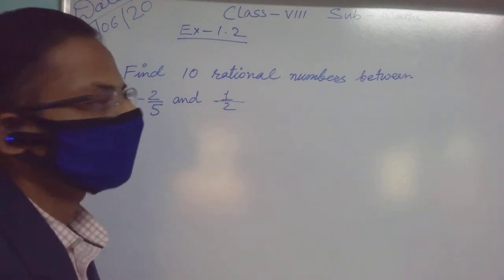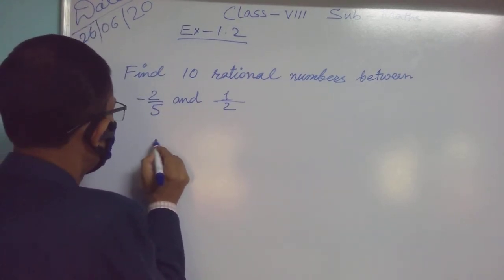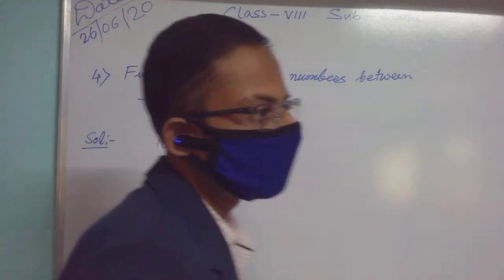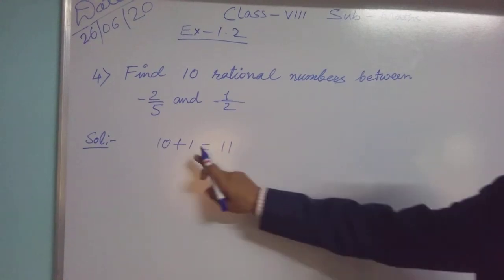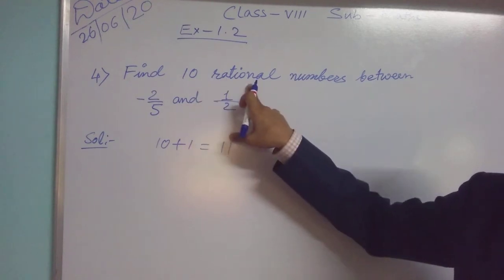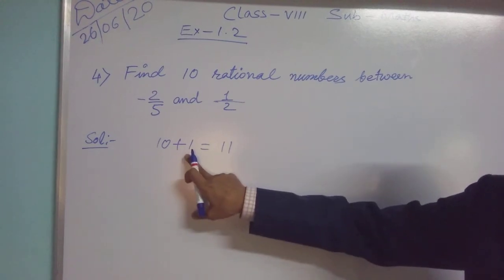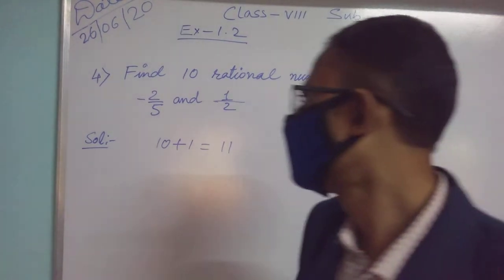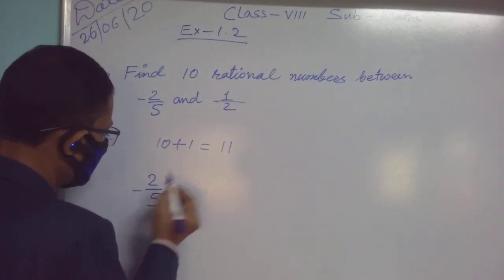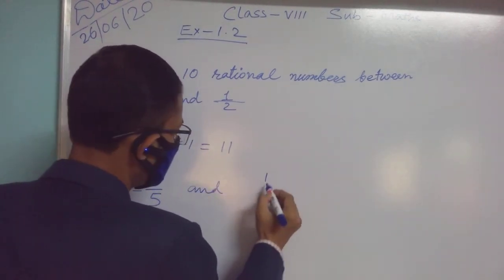Here, 10 rational numbers are to be found. So, we will do 10 plus 1, that is equal to 11. Since 10 rational numbers are to be found, we add 1 to that number. So here 10 rational numbers are to be found, we have added 1 to it and it becomes 11. Now, we will write -2 by 5 and 1 by 2.